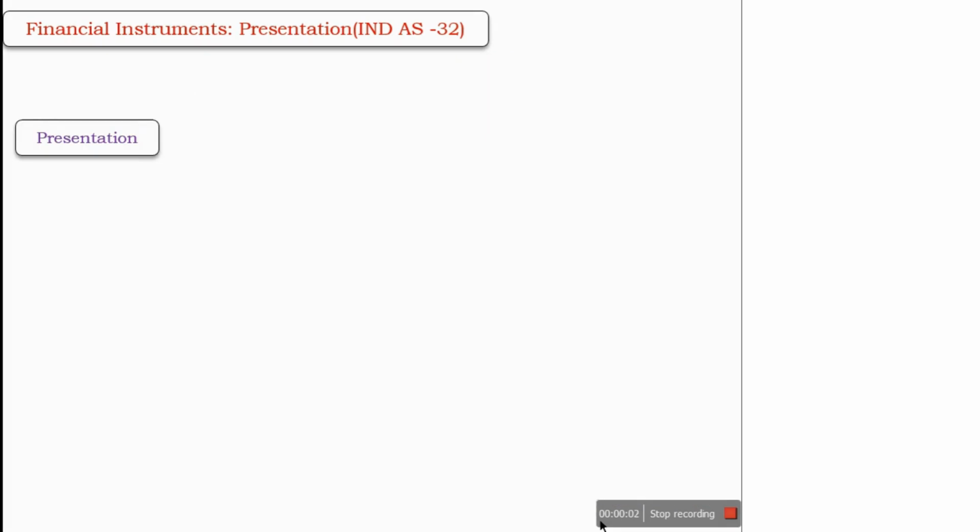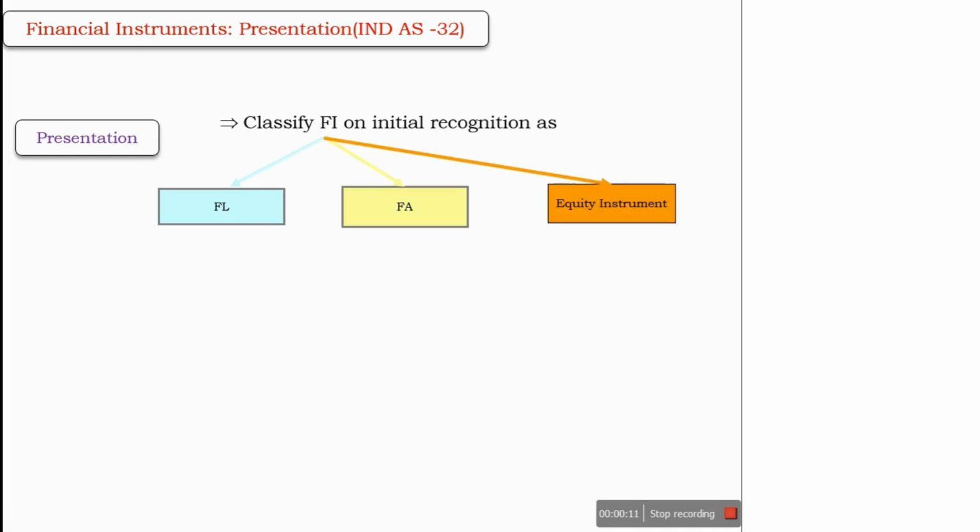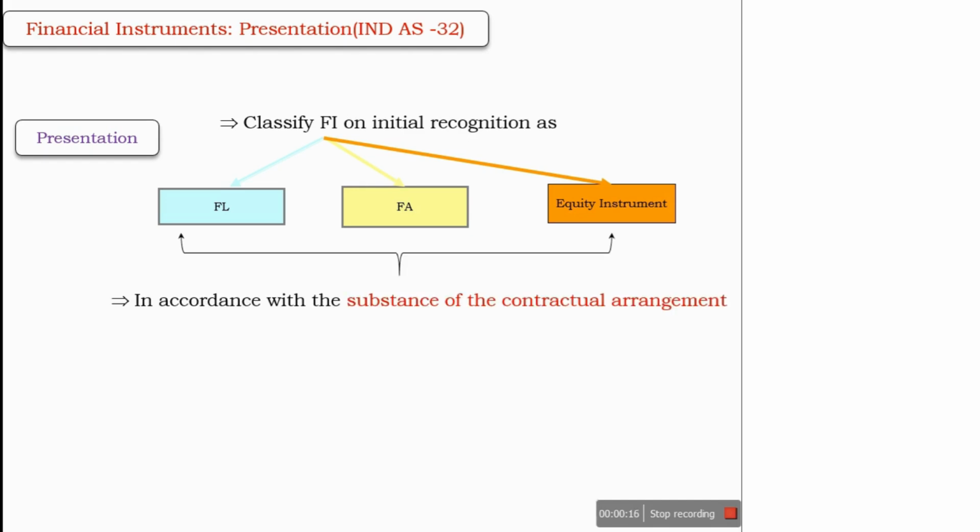While dealing with the presentation of financial instruments, at the initial level, we need to classify the financial instrument either in the category of financial liability or financial asset, or in the category of equity instrument. And this classification is to be done based on the substance of the contractual arrangement instead of legal form. Substance and legal form are commonly consistent, but not always. Some financial instruments may take the legal form of equity but are liabilities in substance, and others may have combined features of equity as well as financial liability.